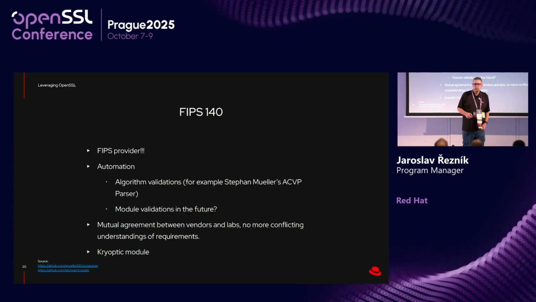A lot of automation happened. For example, the ACVP testing, the algorithm testing. Let's see what will happen with module validations in the future. But I believe automation is the key. We can collaborate on making the automation flawless, and push our labs and other vendors to cooperate and try to use the same tooling. That would be amazing. And then compete on additional features.